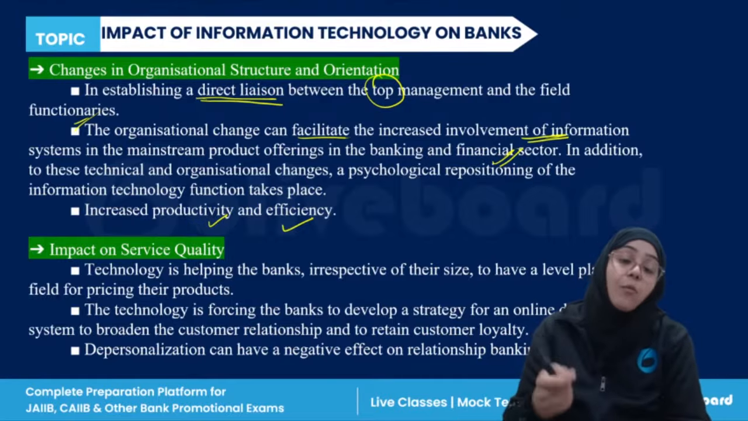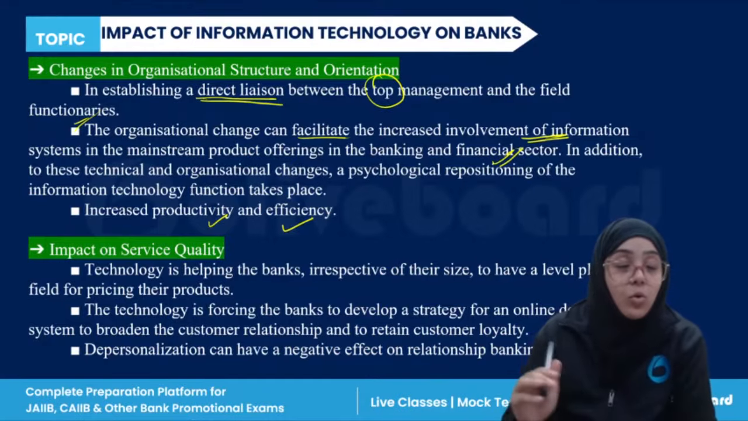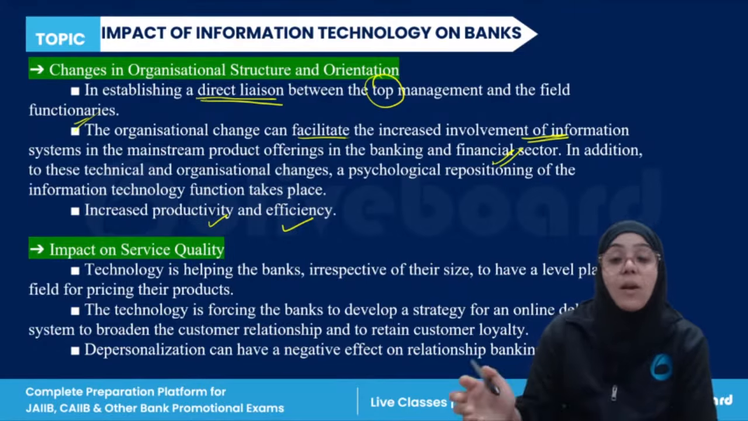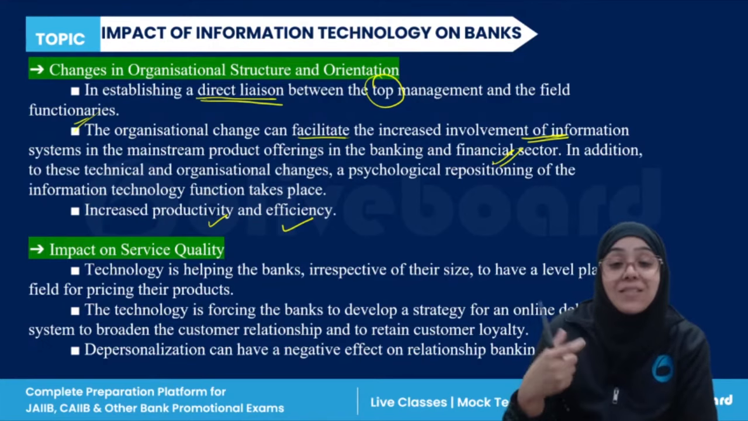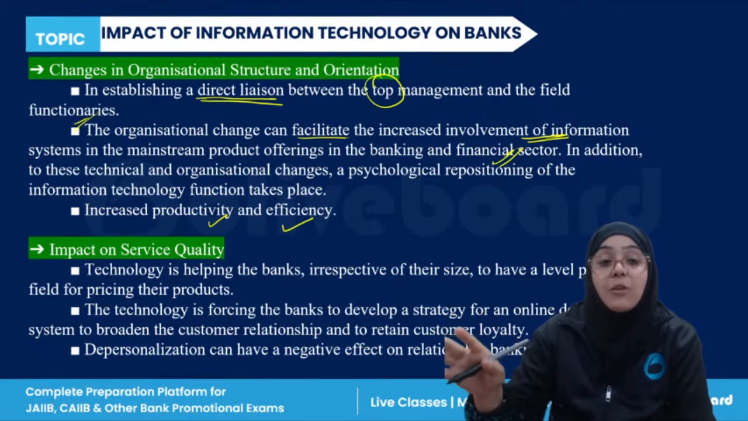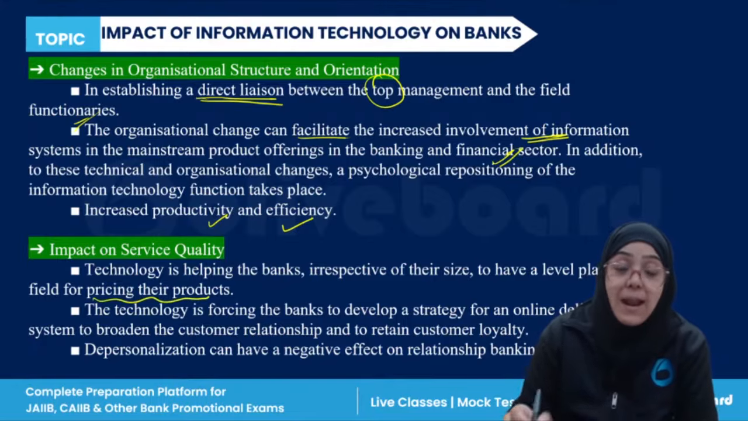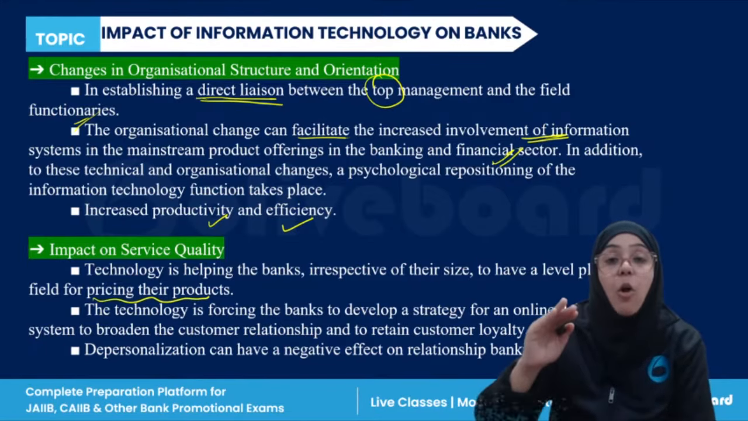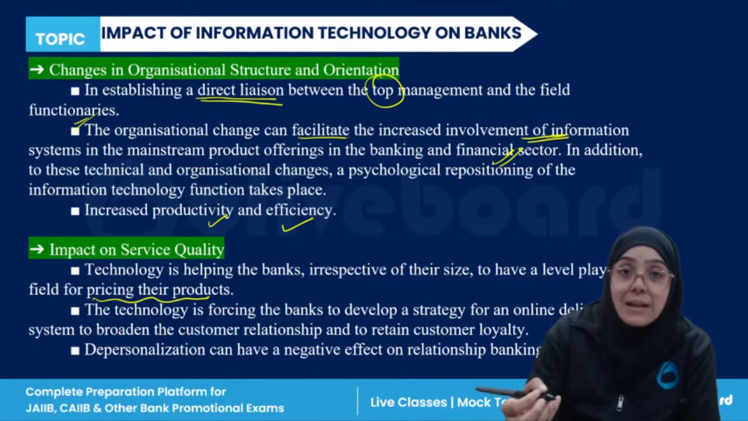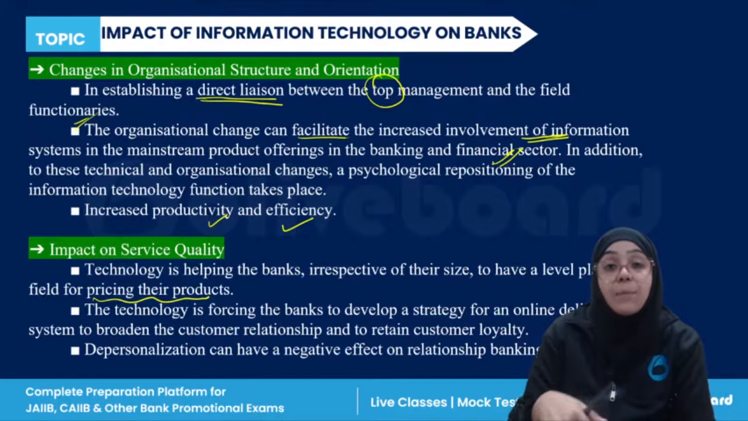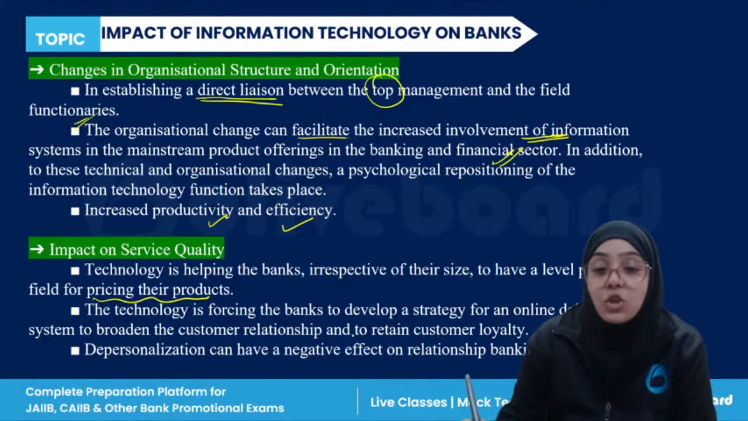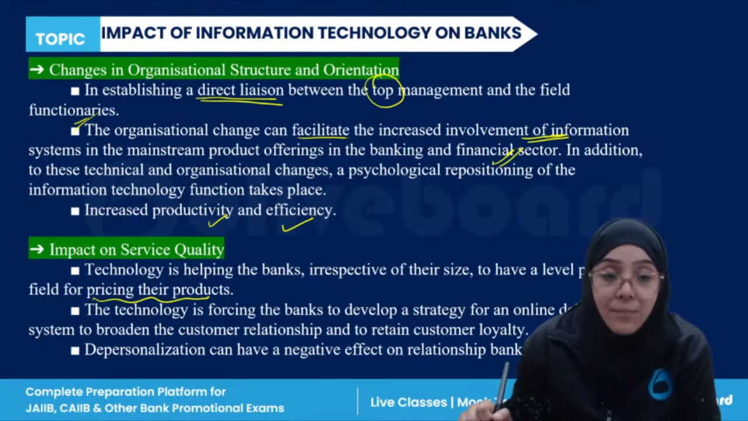Now, on service quality, what is the effect of IT on service quality? You know that there is a very positive effect of IT on service quality. Why? Because technology is actually helping banks, irrespective of their size, to have a level playing field for the pricing of their products. So it helps to place their pricing of products at a very competitive price, so that the customer can have the product at a very good and competitive price. And this technology is forcing banks to develop new strategies for online delivery systems, so as to broaden their area of customer relationship and to retain loyal customers, right?